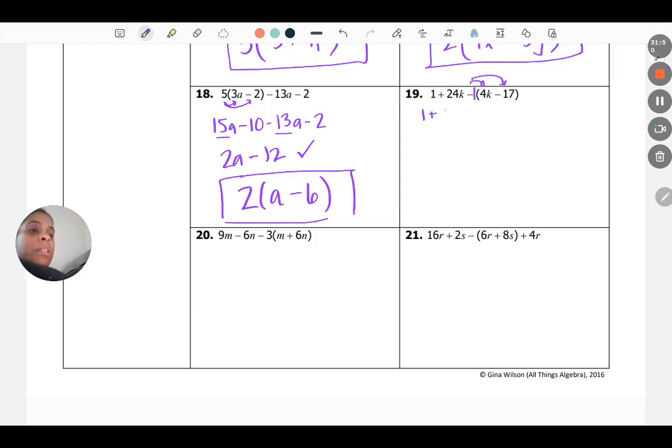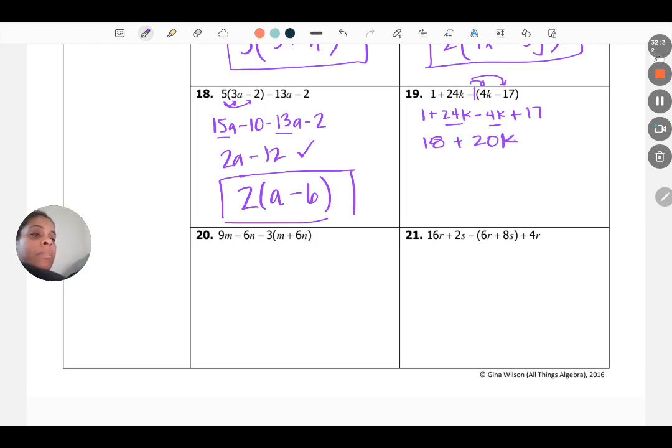So we have 1 plus 24k, and negative 1 times 4k is negative 4k, and then negative 1 times 17, well, there's 2 negatives. That makes a positive, so it's 17. There we go. All right, now we can simplify. 1 plus 17 is 18, and then they're positive. Then we have 24k minus 4k, and it's plus 20k because 24k was positive.